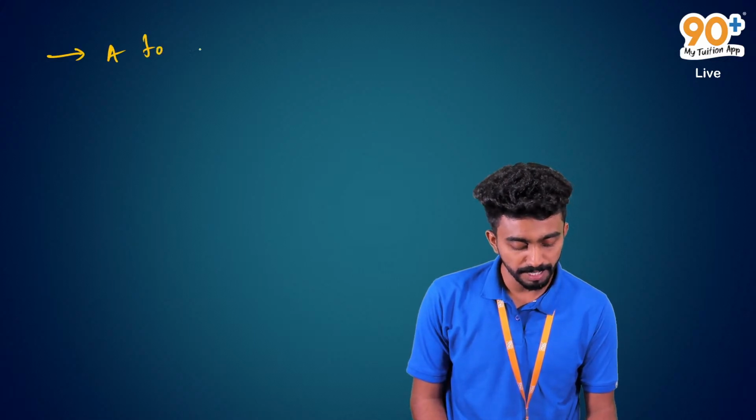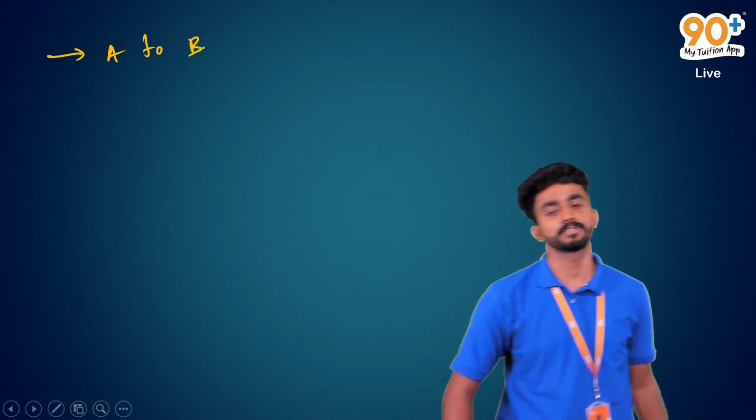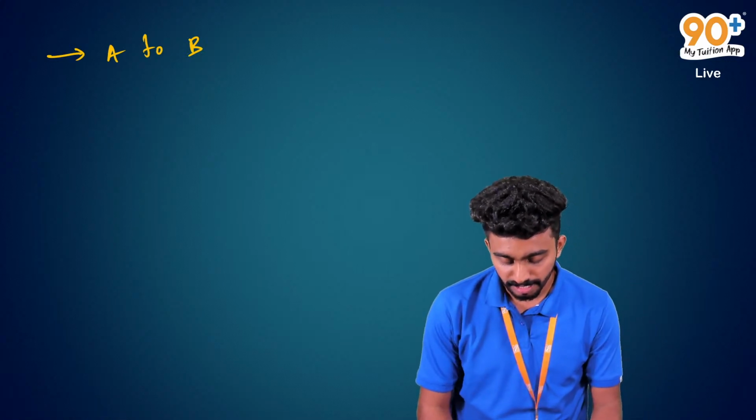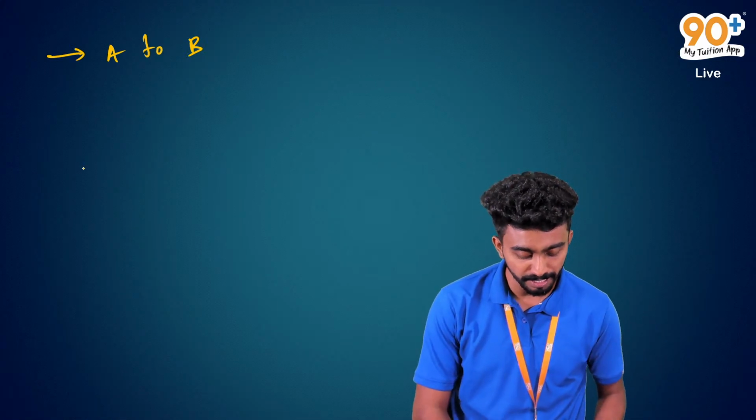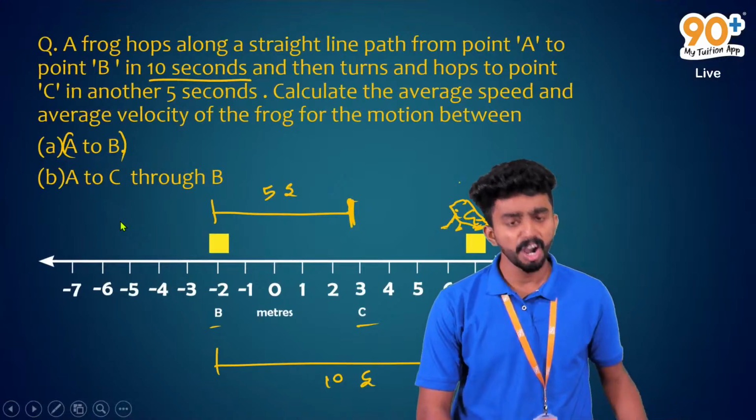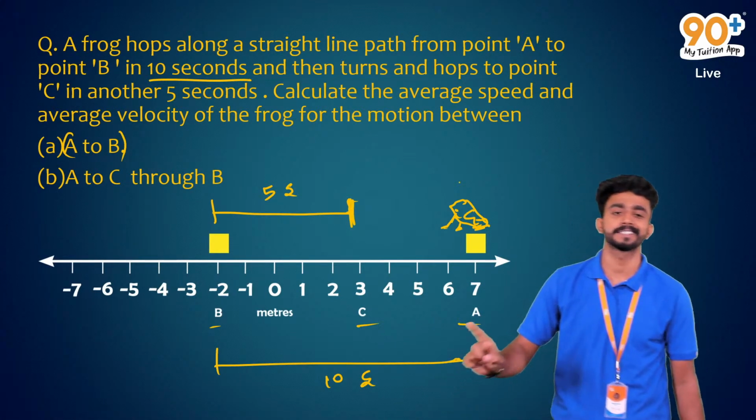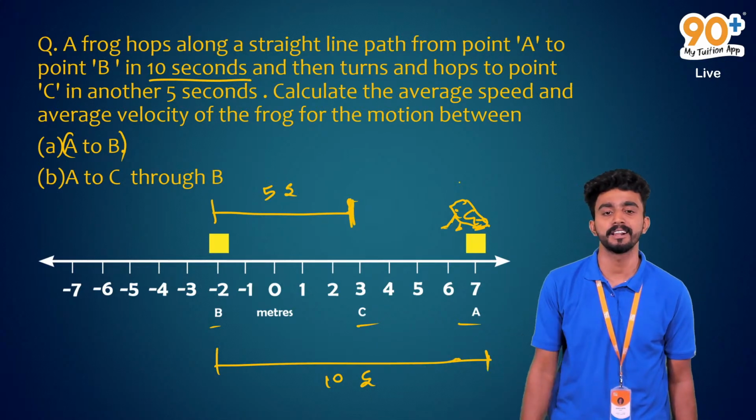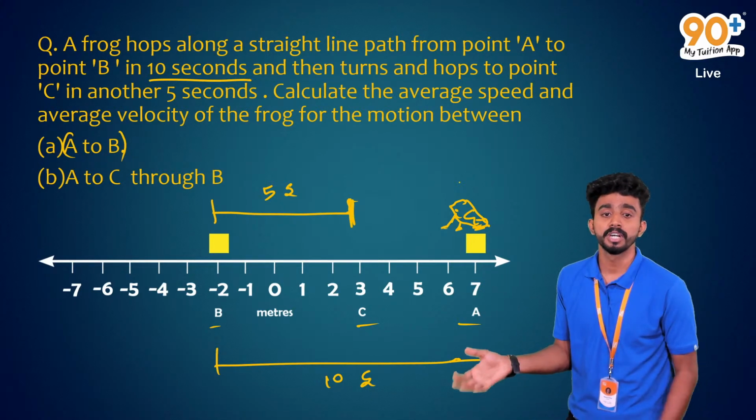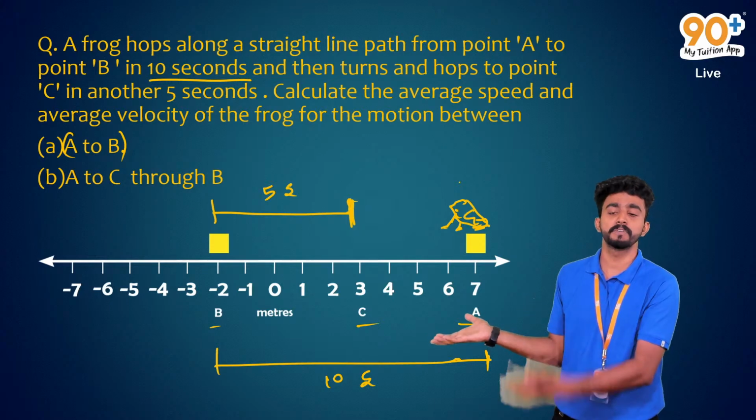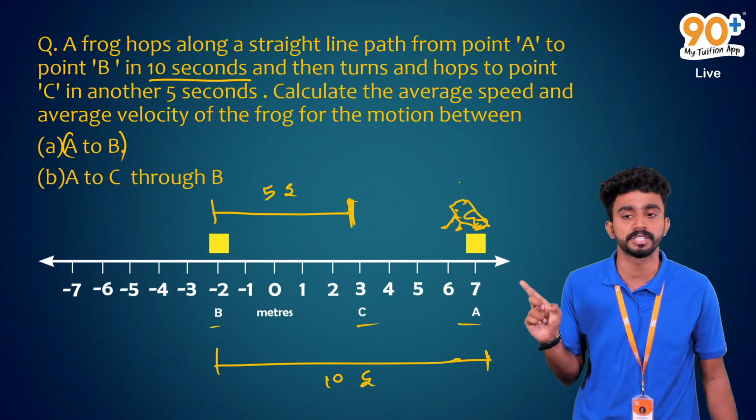The first case is the frog's hop from A to B. Let us consider the hopping of the frog from A to B. In this case, how much is the distance covered from A to B? How many units? You will be answering from this number line itself. Guys, don't get confused about how we got this diagram. This particular diagram will be given in the question itself.